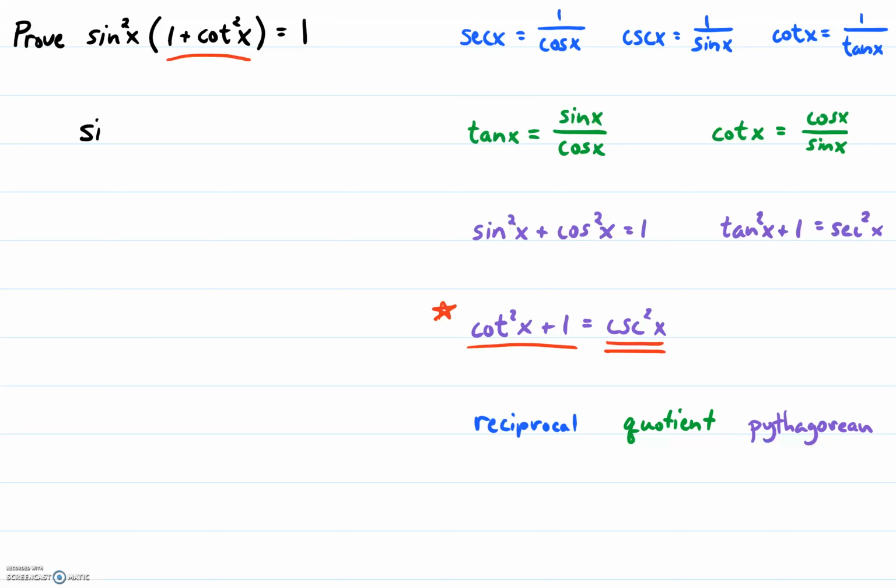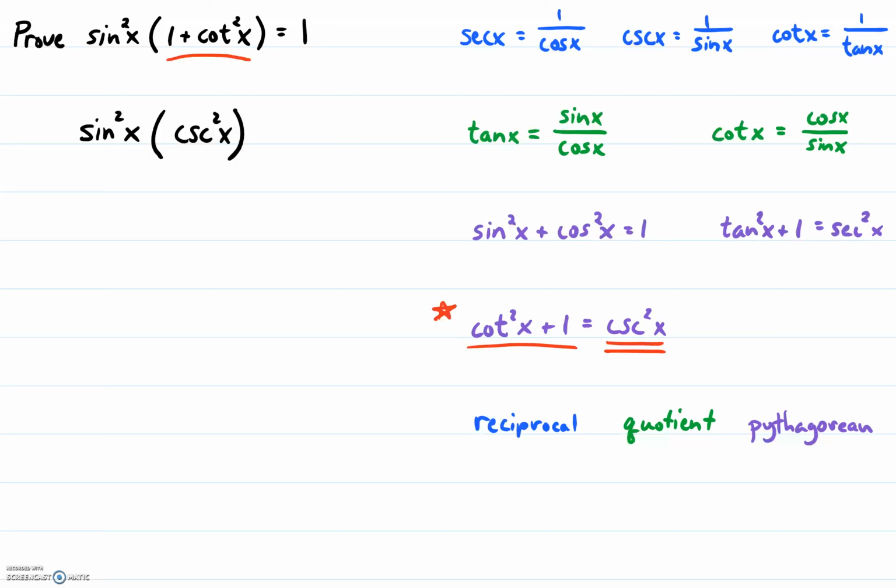We're going to have sine squared x, just bring that right on down, and then instead of 1 plus cotangent squared x, we're going to have cosecant squared x. So all we did was change out something on the left-hand side. And keep in mind, the idea is we want to simplify it as much as possible and transform it into what we see on the right-hand side, which is 1.